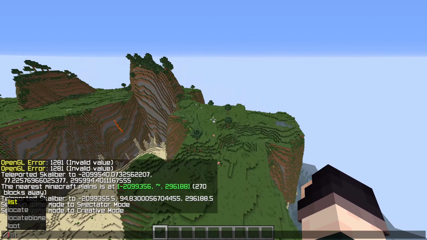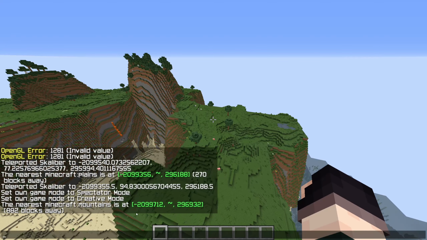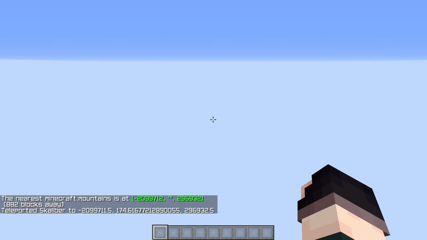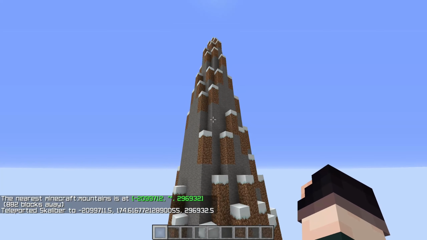Looks like we're not getting any sort of mountain around here though, so I'm going to do locate biome mountains. Thank God for this new command. It's so helpful. Let's see what we get. I have a feeling I'm just going to be in the floor, but we'll find out. Oh, no, okay, I'm good.